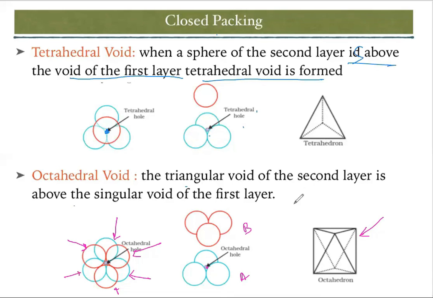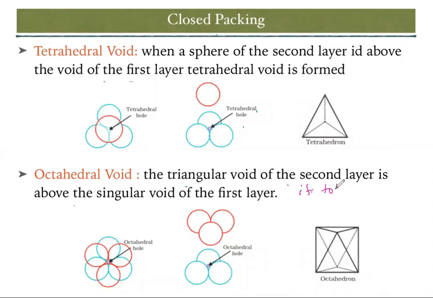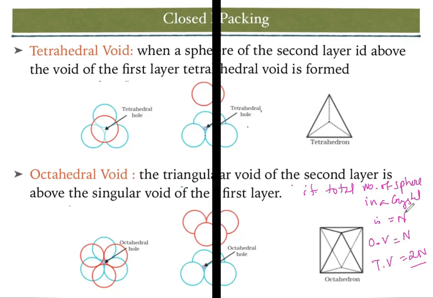And remember one thing: if the total number of spheres in a crystal is n, then the octahedral voids are n. That means the number of spheres, if it is n, can be any integer. Then the octahedral voids are n, and the tetrahedral voids are 2n. So you remember this concept.